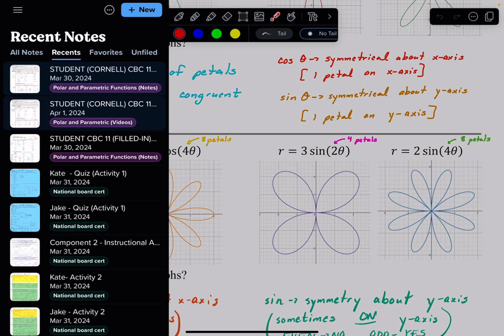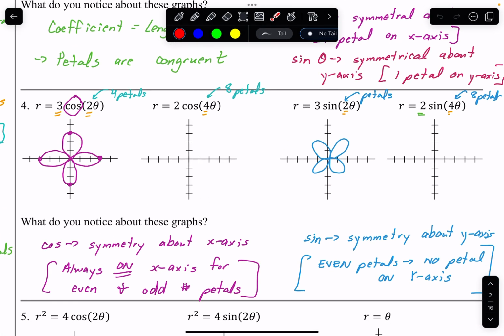My suggestion to you is to go in and fill in these two graphs using the given notes.